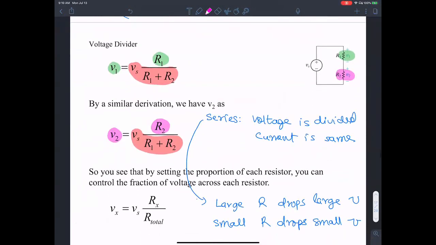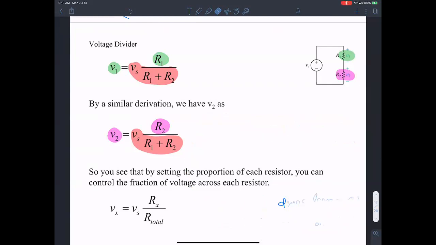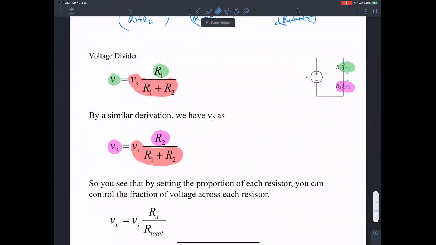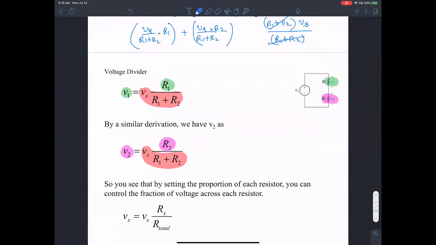Questions, please. Okay, so that's the idea of the voltage divider circuit. When I have resistances in series, large voltage is dropped across the larger resistance, and small voltage is dropped across the smaller resistance.